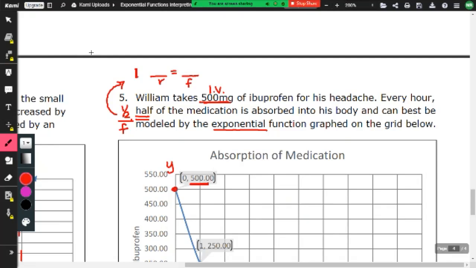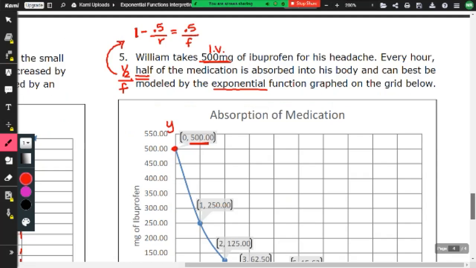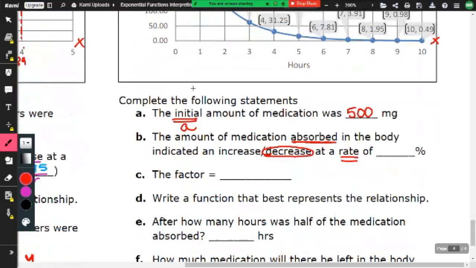Am I going to have a plus or a minus? Minus because it's a decrease. All right. Now my factor is 0.5. What is the rate? Also 0.5. Now my rate has to be in the form of a percent. So I'm going to take that 0.5 and move the decimal 2 places to the back so I can switch it to a percent, and it's 50%. The factor is 0.5.